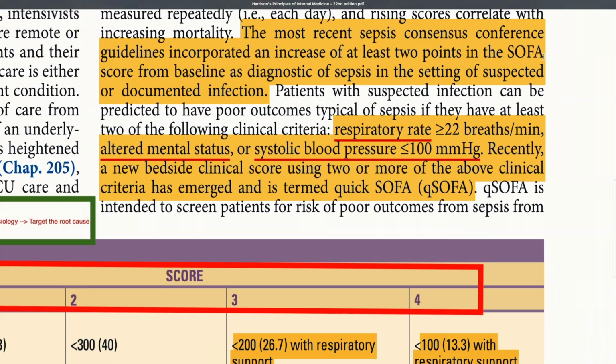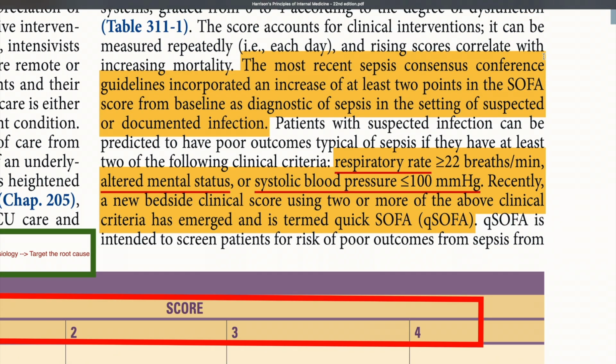Also, the recent sepsis guideline says that an increase of at least 2 points in SOFA score from baseline is diagnosis of sepsis. So if a score increases by 2 or more points, that itself defines sepsis. Also, increasing SOFA over the first 48 hours in ICU strongly predicts poor outcome.